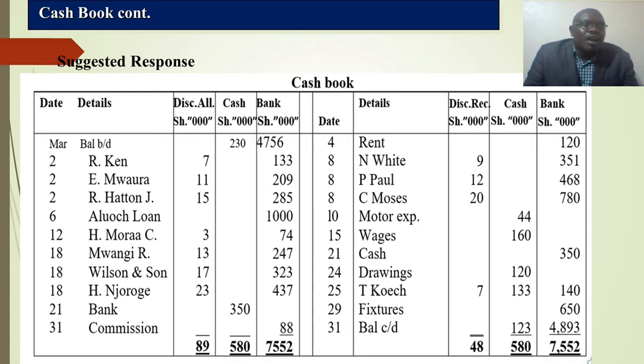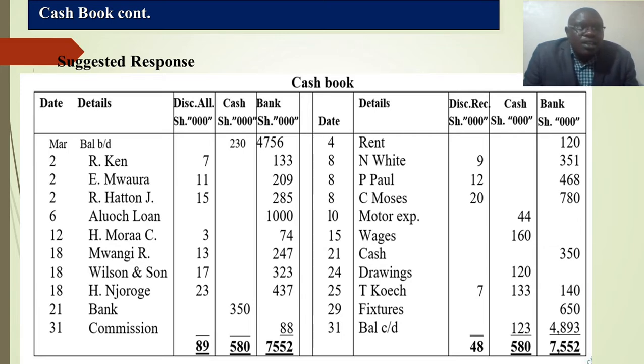On the debit side, it is us allowing discount. In other words, we are allowing our debtors to pay less, deducting discounts. So on the debit side, we are discount allowed. Now we are dealing with the discount received on the credit side. So we are allowed to retain 9,000 shillings as a discount.